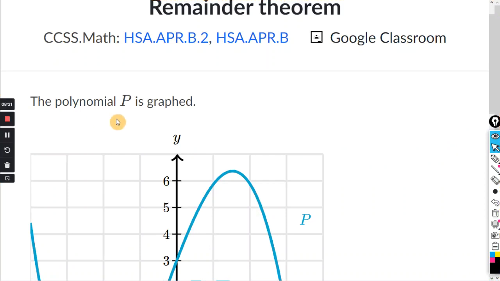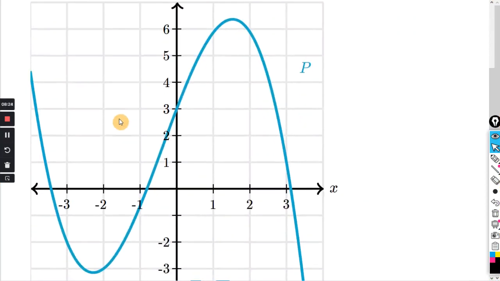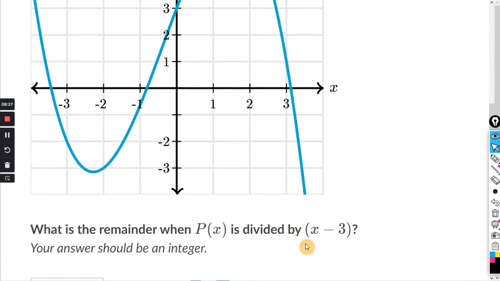All right, one more. It says the polynomial p is graphed. What is the remainder when P of x is divided by x minus 3? Remember when you divide by x minus 3, we're going to plug in x equals positive 3. Now we don't have a function P of x to plug it in, but we have the graph. So all we have to do is look on the graph at x equals 3 and see what the y coordinate is.